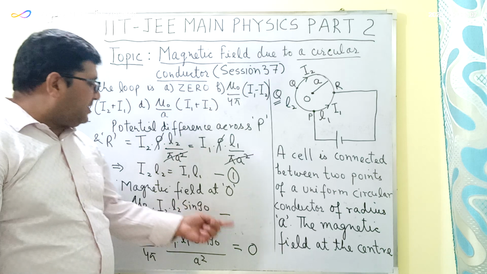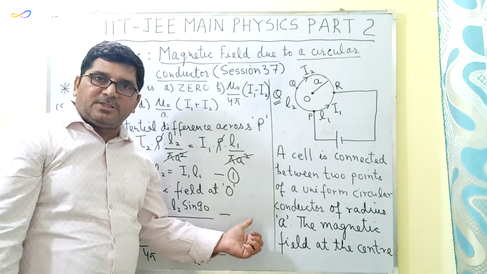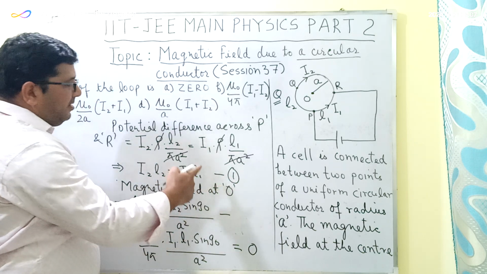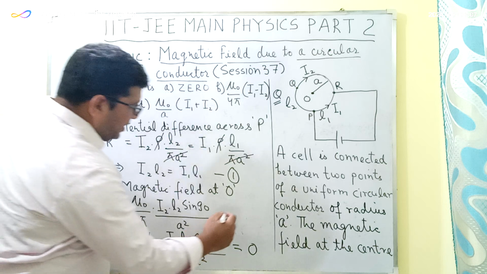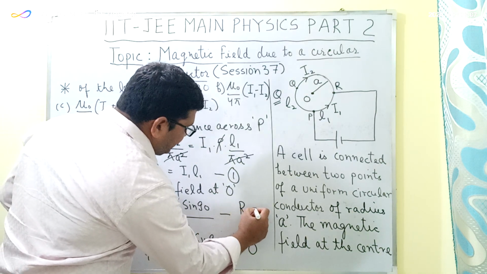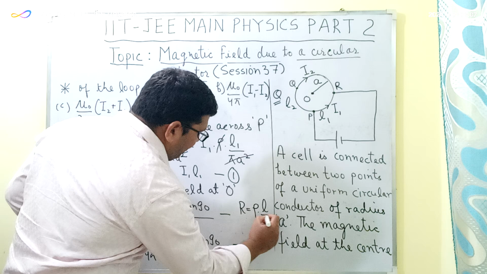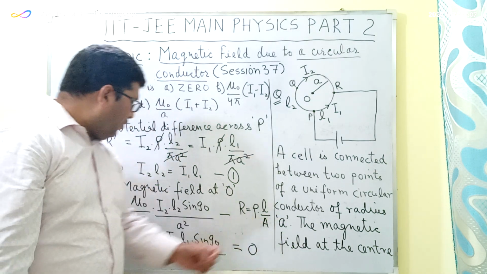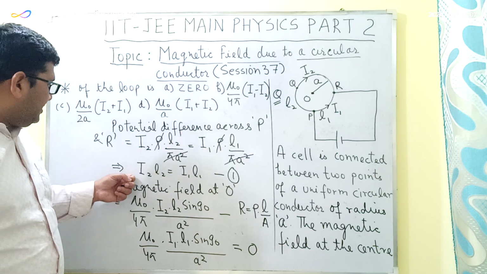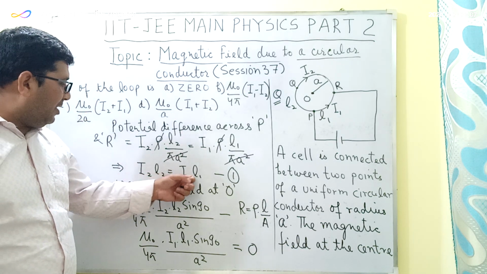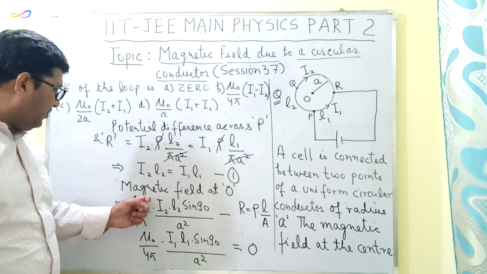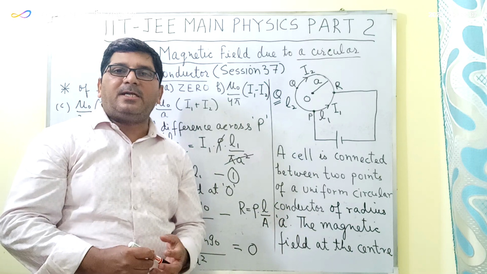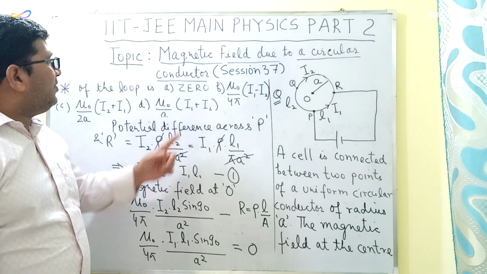Thank you very much for joining this session. The most important thing we all have to remember is that in solving this question, we used the formula that resistance is equal to resistivity multiplied by the length of the conductor divided by the area of cross section. With the help of this formula, I was able to get the relation I2 into L2 equal to I1 into L1. With the help of this relation, we were able to find the magnetic field at the center of this conductor.